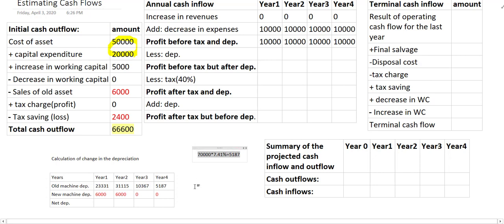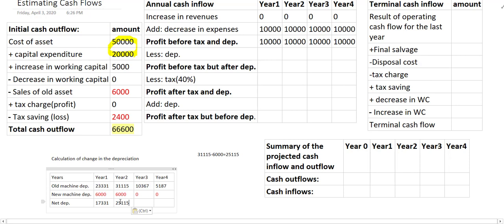So let me reduce the amount. 23,331 minus 6,000, which is equal to how much, right? 17,000 amount of depreciation remained for the first year. So this much depreciation should be charged for the new machine. And regarding the second year, how much depreciation should be charged? 31,115 minus 6,000, so equal to how much? Equal to 25,000 should be charged for the second year for the new machine, right?